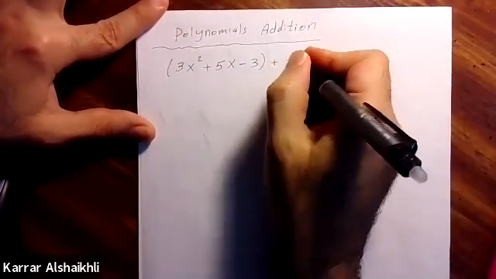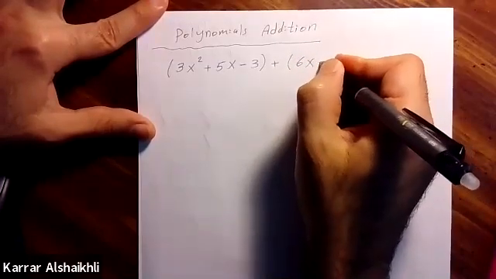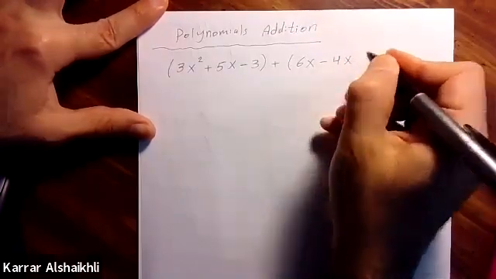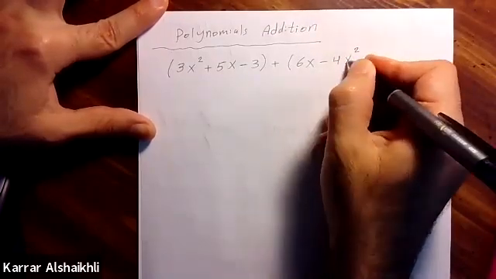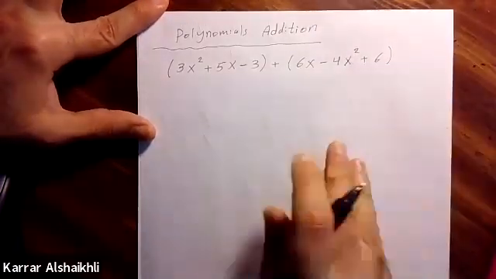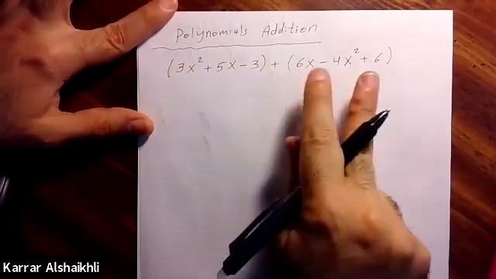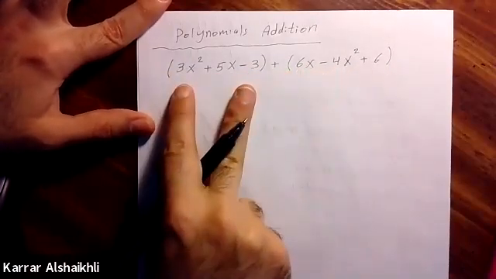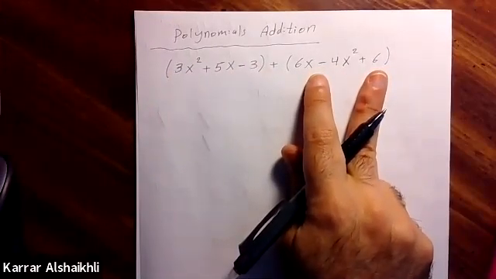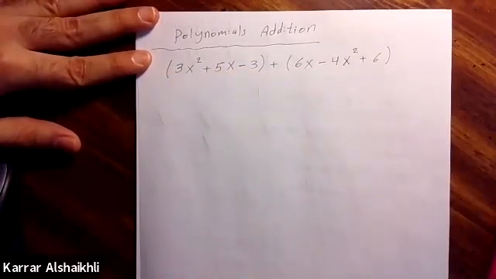We're going to add 6x minus 4x squared plus 6. This polynomial, we're going to add to this polynomial. I know these are 3 terms, but we don't have to say the type. We're just going to say it in general. We're going to add this polynomial plus this polynomial.